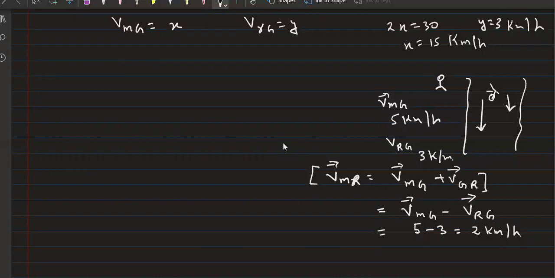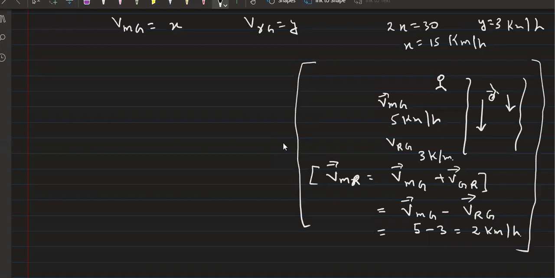So now tell me, is this the case of upstream or downstream? Downstream, yes. Downstream means along the river. Okay, now just think about another example.